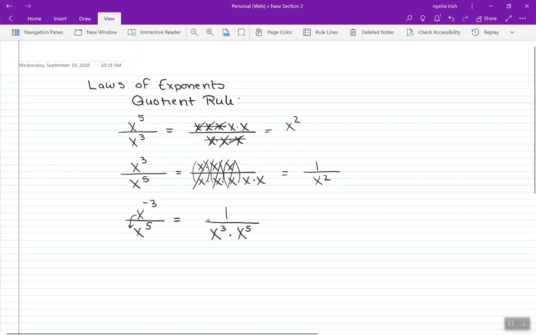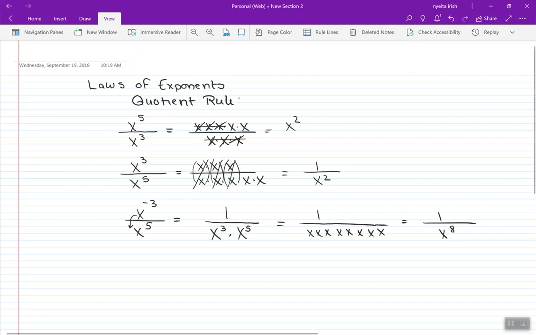And then I have 1 on top. Okay. So I have 1 over. And now think about it this way. The x's are on the same side. I have 3 x's, and then I have 5 more x's, 2, 3, 4, 5, all being multiplied together, which leaves me with 8 of them on the bottom.